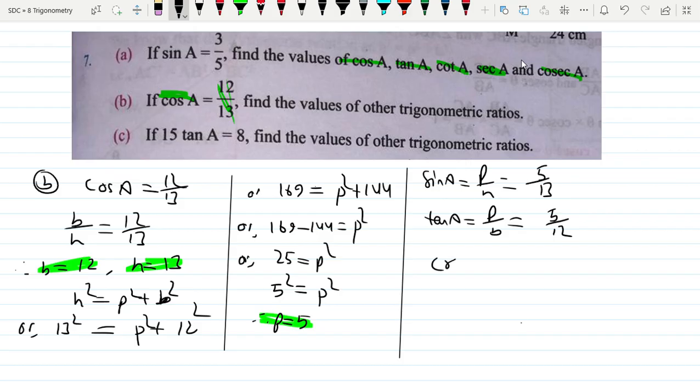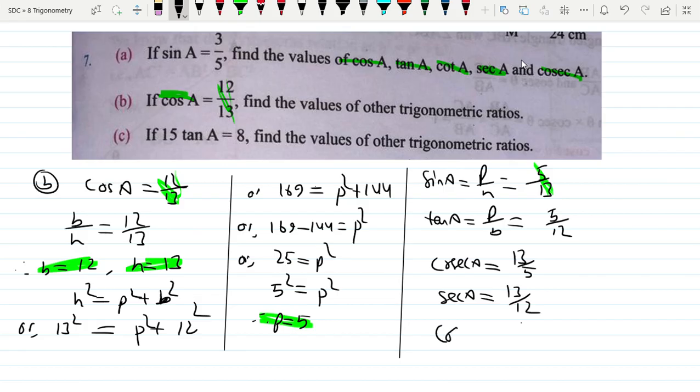So first I go with cosec. Cosec is the reciprocal of sine. Sine we do have 5 by 13. If we reciprocate it, we get 13 divided by 5. And after that we go for sec. Sec is the reciprocal of cos. Cos you do have here 12 by 13. If you make reciprocal of it, you get 13 divided by 12.